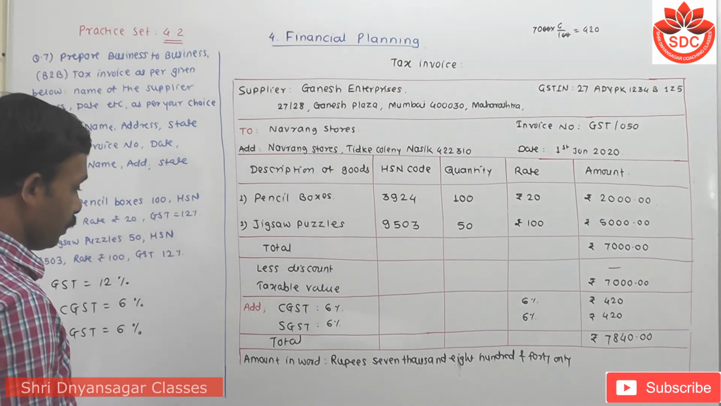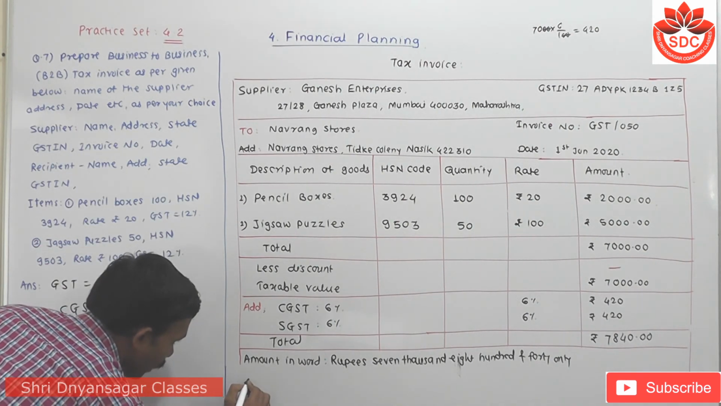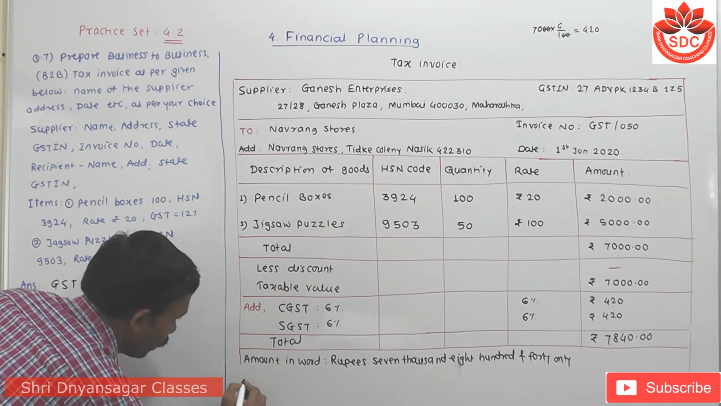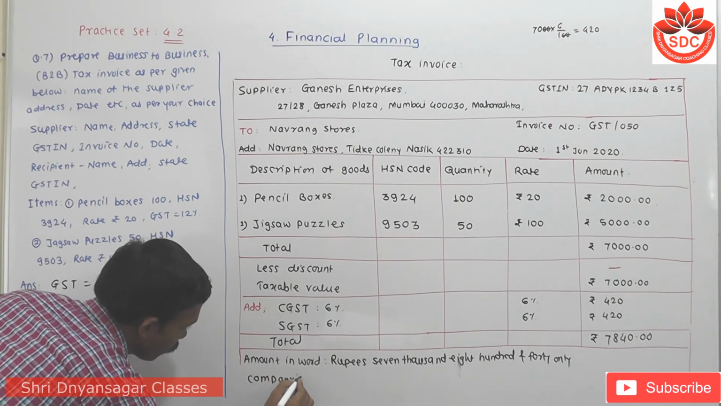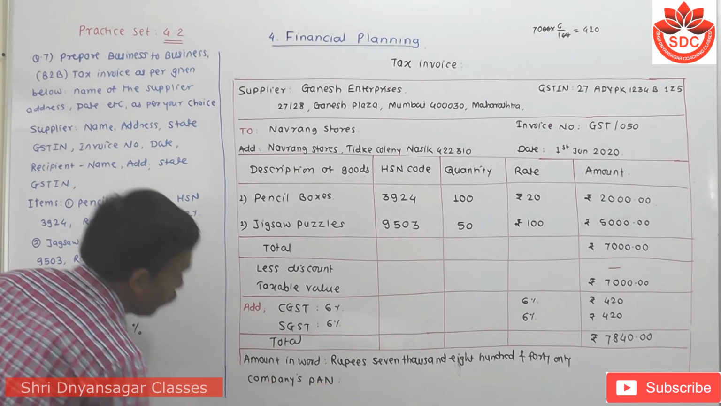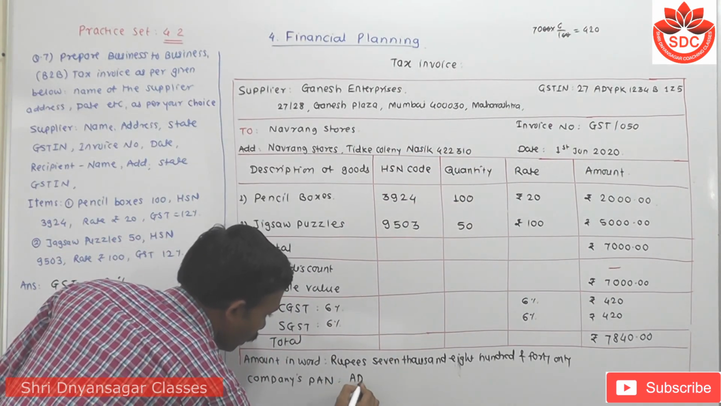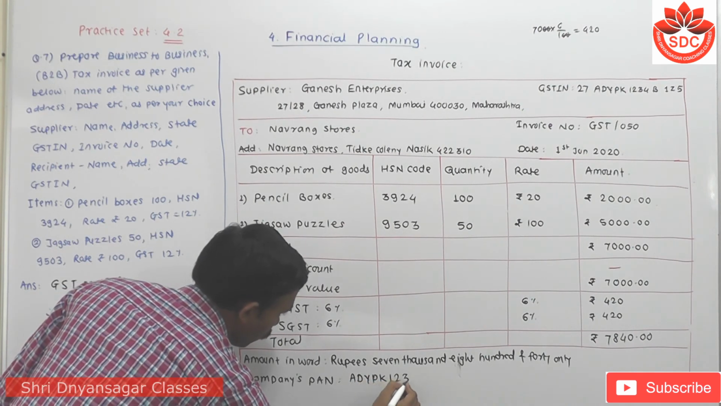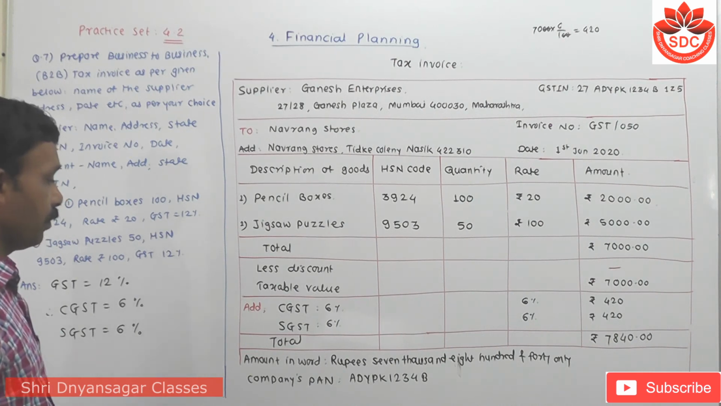Now then we have to also write their GST invoice state and PAN number also. So PAN means the company's PAN number, Permanent Account Number here. Now this we have already written here, ADYPK1234B. This is, suppose, the PAN number.